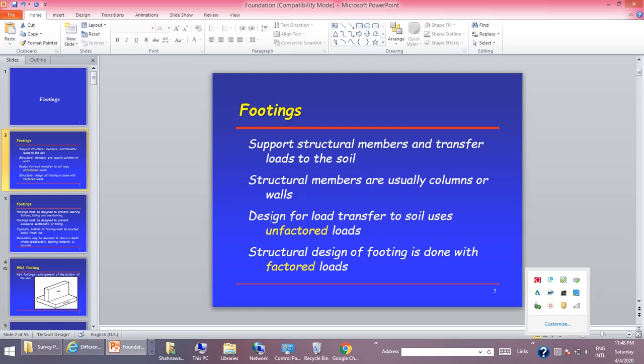I already explained: design for load to soil uses unfactored load. Structural design for footing is done with the factored loads. So here we calculate the factored load by multiplying the dead load and live load by factors. As earlier we calculated, the total W is equal to 1.2 multiplied by dead load plus 1.6 multiplied by live load. But if you are going to find the dimensions of the footing, we will take unfactored load. We will not multiply the load with the factor of safety. But when we are designing the structural footing, then we have to take the factored load.